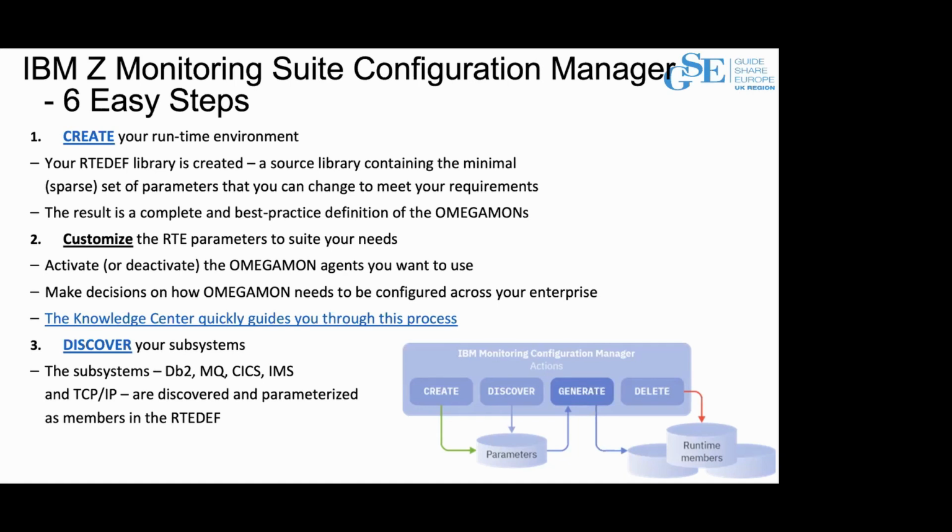Okay, so after the customize, you've deactivated agents, because you might just want to install an MQ agent, a z/OS agent, a network agent, and maybe a CICS agent. You don't want to install DB2 because there's no DB2 on that LPAR, and so on. You just deactivate those, and I'll show you how you do that. It's very simple. Discover. Once you've customized, you can discover your subsystems. The discover, like I said, is lightweight.